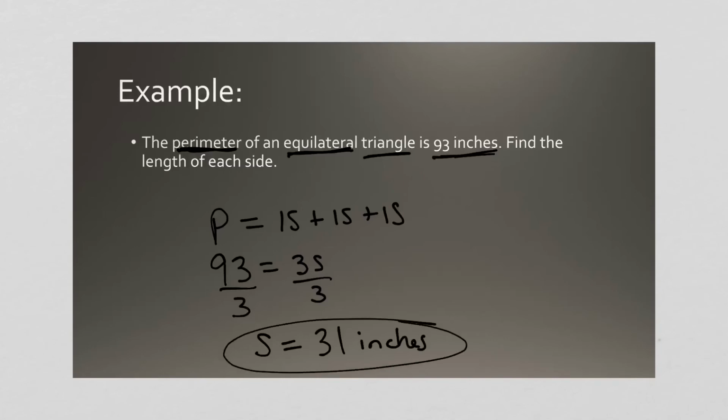So 31 inches is each side. And keep in mind, if you add up 31 plus 31 plus 31, you would get 93.